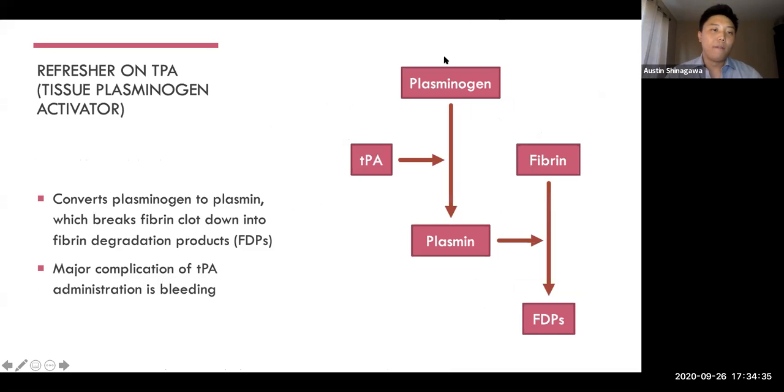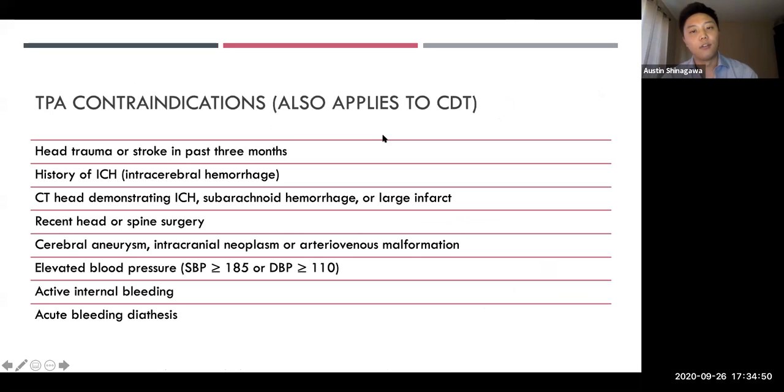So a brief refresher on TPA. TPA converts plasminogen to plasmin, and plasmin breaks down fibrin into fibrin degradation products, including D-dimer. The major complication of TPA administration is bleeding, and so it's really important to know the contraindications to TPA. And so these are pretty absolute contraindications here.